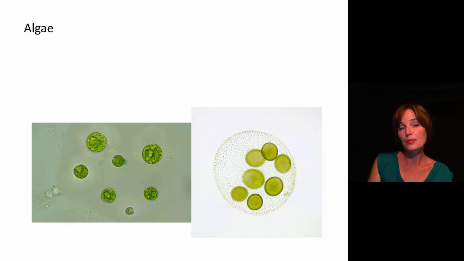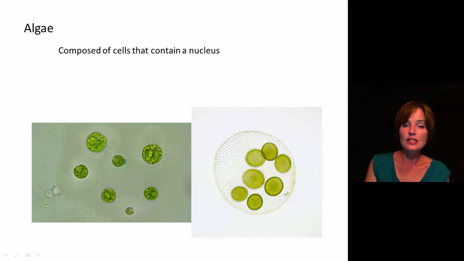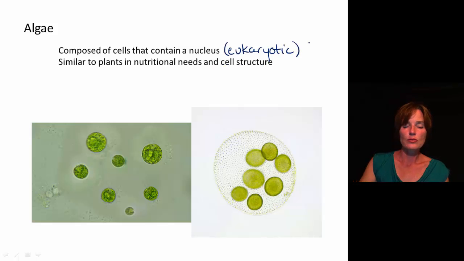Algae is a group that's going to be very similar to plants. Algae are composed of cells that also contain a nucleus. So again, a group that is made up of eukaryotic cells. And we said they're similar to plants in their mode of nutrition and then also their cell structure. So these are going to be able to make their own food. So that's what we mean by them actually being similar to plants in nutrition. They're also going to have cell walls around them, similar to what you would find in plants. Their cell walls are made up of a unique material called cellulose.